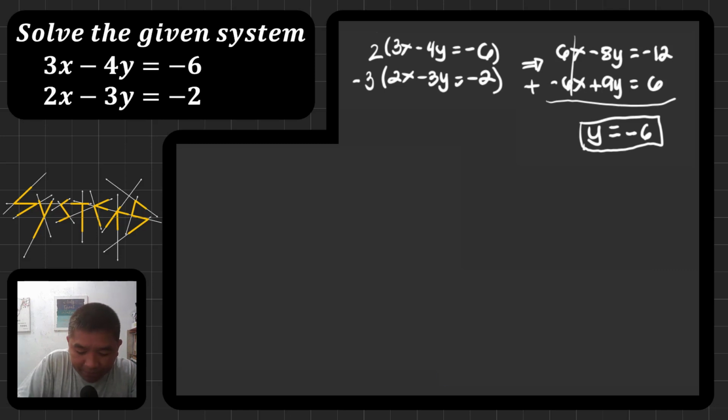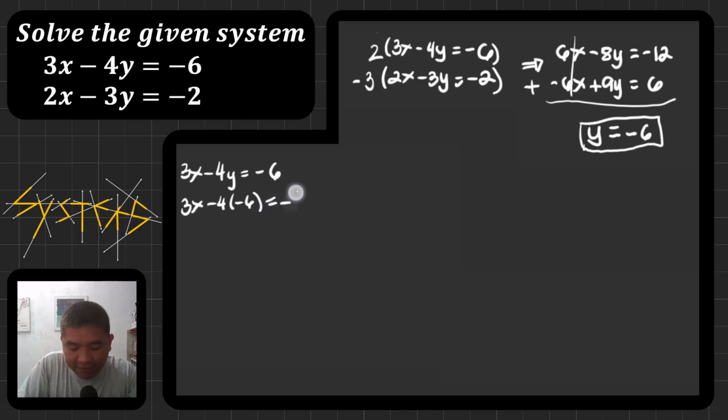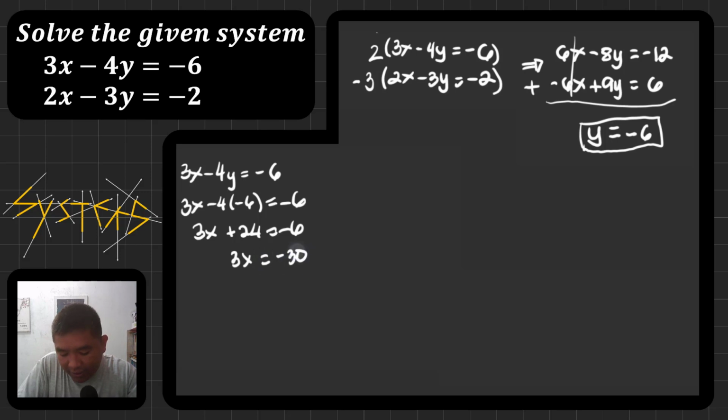We have here 3x minus 4y is equal to negative 6. And let's substitute y equals negative 6 to solve for x. So you have 3x minus 4 times negative 6 is negative 6. 3x plus 24 is equal to negative 6. Subtract 24 from both sides. 3x is equal to negative 30. So x is negative 10 when you divide both sides by 3. So this is the value of x.